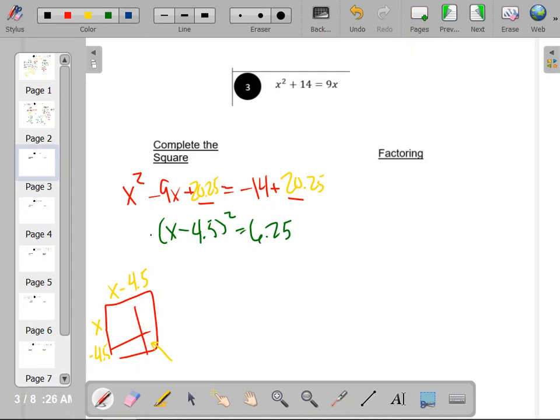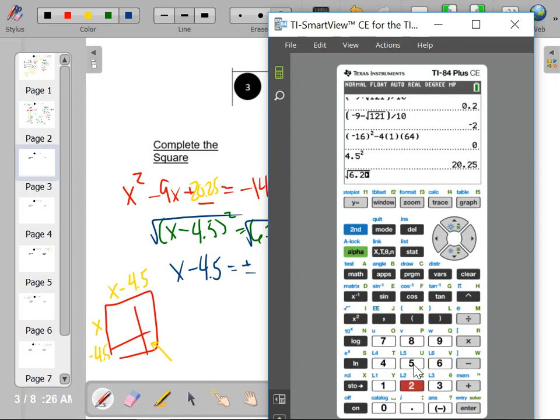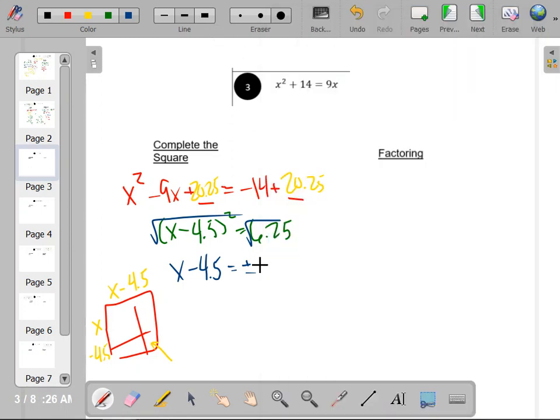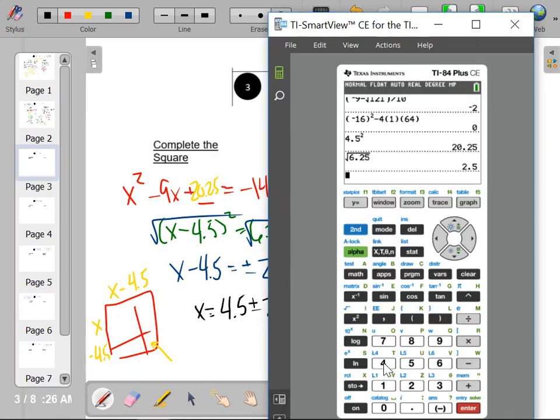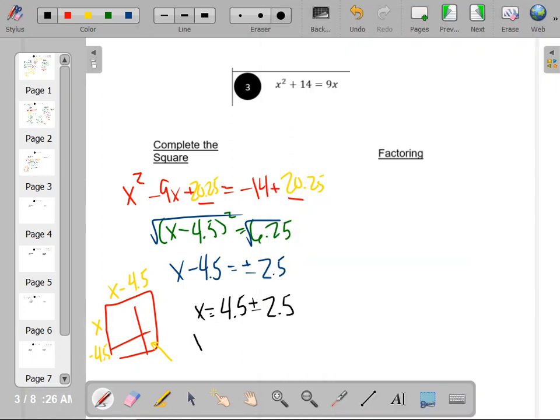Now I'm going to solve it by undoing the squared, and I get x minus 4.5 equals plus or minus the square root of 6.25. The square root of 6.25 is 2.5. And then to get x by itself, you add 4.5, so 4.5 plus or minus 2.5. So on my calculator, I'll do 4.5 plus 2.5, and 4.5 minus 2.5. So my answers are 7 and 2. x equals 7, x equals 2.